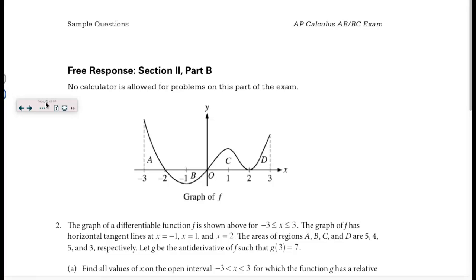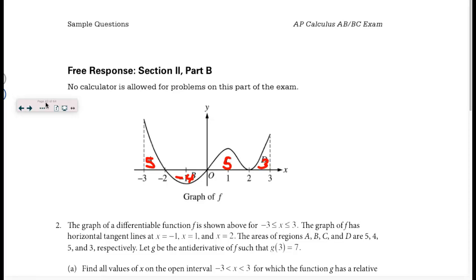It has horizontal tangents at -1, so you're 100% sure we turn here, and you're 1,000% sure you turn there, and at 1. That's what they're telling you for sure. Then it's giving you the regions' areas. They say this has an area of 5. This has an area of 4, but what number am I going to put in it? -4, perfect. This has an area of 5. This has an area of 3. So I'm picking it apart as I read it.